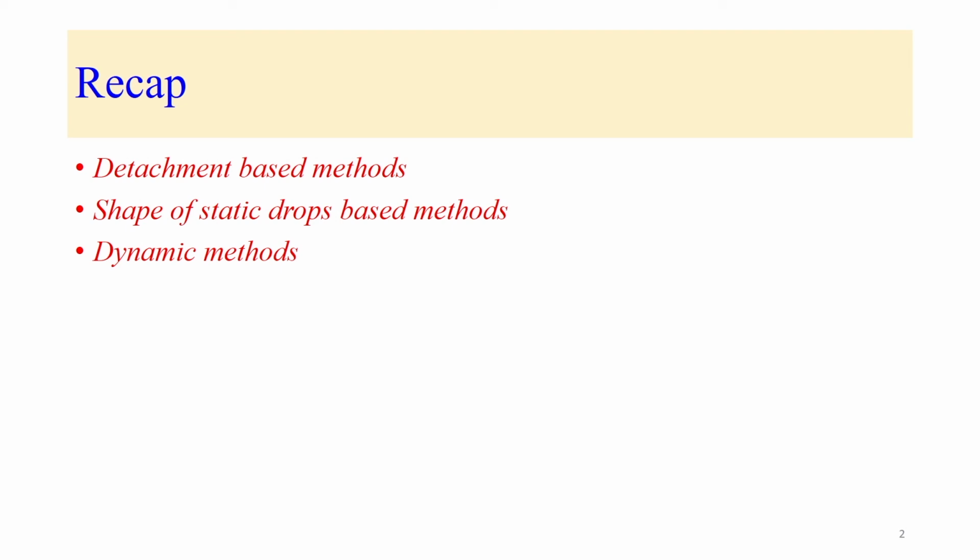Then in the shape of static drop we discussed the pendant drop and sessile drop. Also we discussed the spinning or the rotating drop methods. And then in dynamic methods we discussed the flow methods, the capillary wave method, and also the bubble pressure method. So, these were the different methods being used to experimentally determine the surface tension or the interfacial tension.